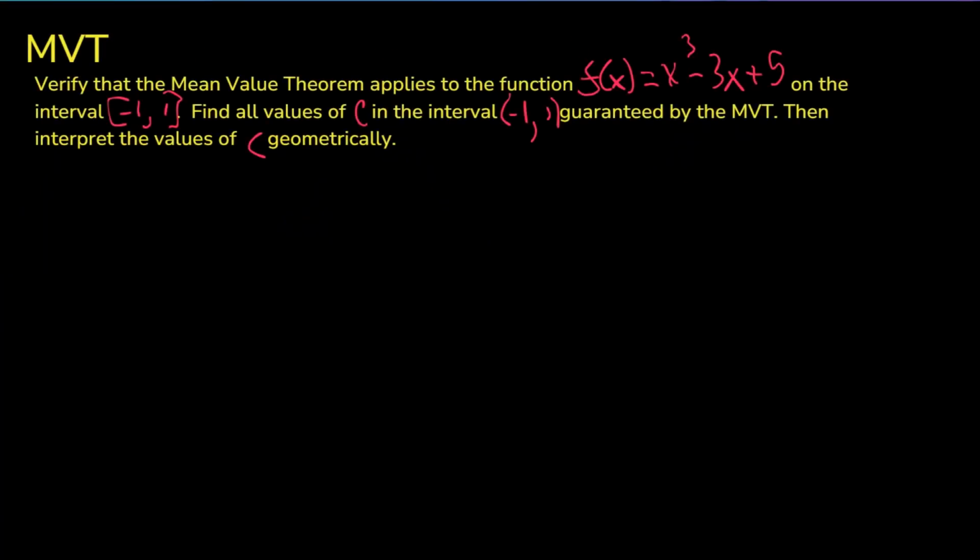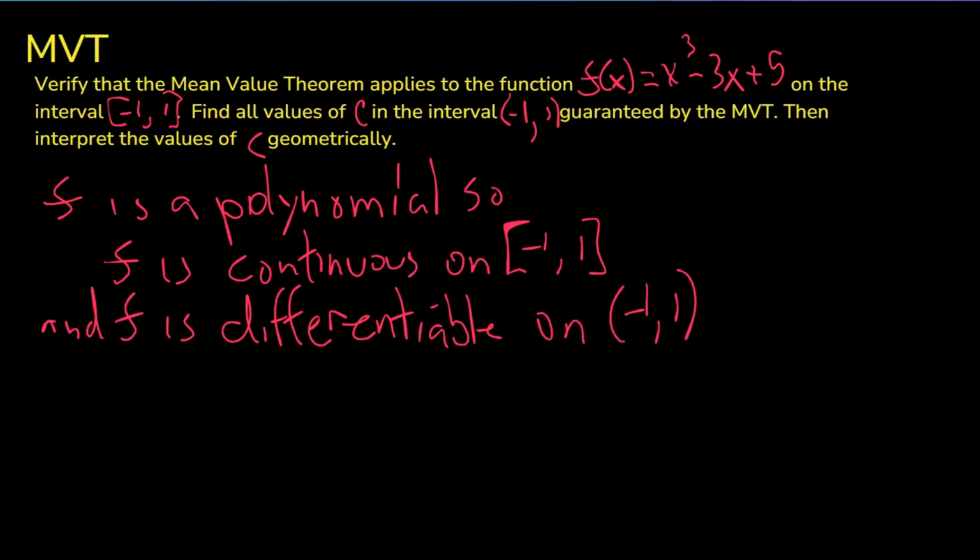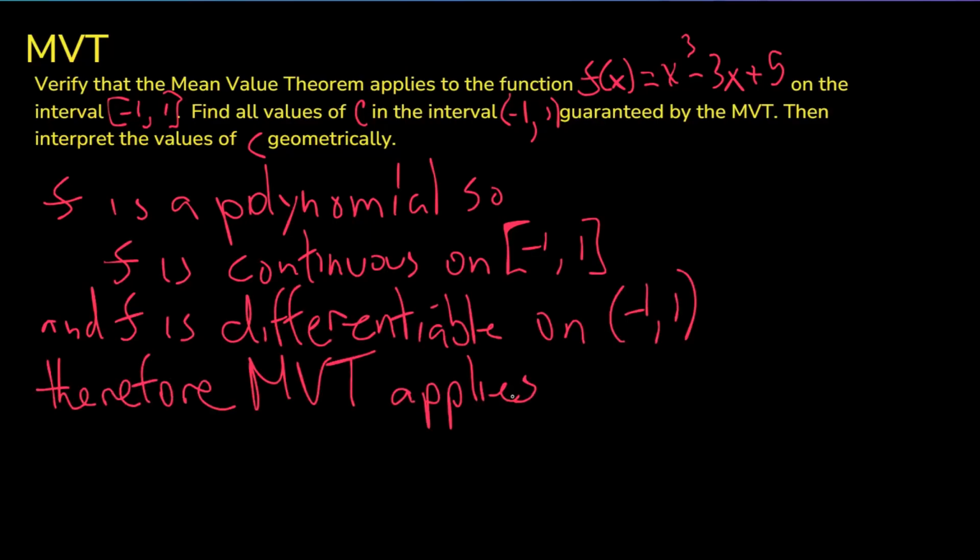So let's do an example. Verify that the mean value theorem applies to the function f on the interval -1 to 1. Find all values of c in the interval -1 to 1 guaranteed by the mean value theorem. Then interpret the values of c geometrically. So the function is a polynomial function, and we know that all polynomial functions are continuous and differentiable for all real numbers. Specifically, f is continuous on the closed interval -1 to 1, and differentiable on the interval -1 to 1. Therefore, the mean value theorem applies.